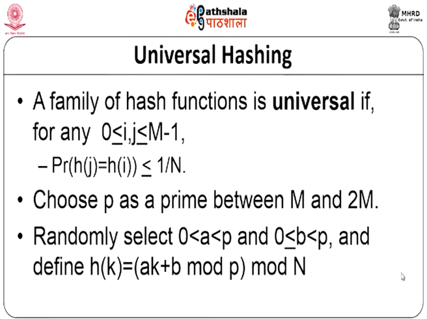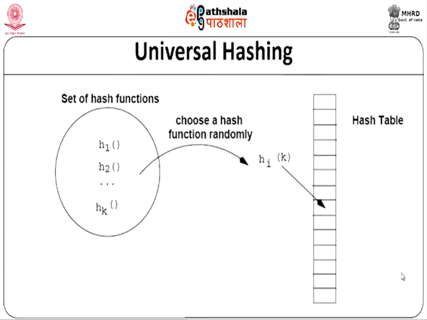Remember what is m? m is the size of the table and 2m is twice that. So, between those two you choose a prime value and choose a and b between those values, and then you decide the h of k. So, they have found this will give you a random distribution of the integers, irrespective of what the integers are, with the integers you have got. So, this is a set of hash functions. You choose a hash function randomly and you map it to the hash table.